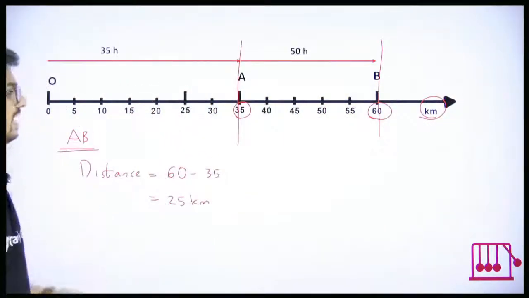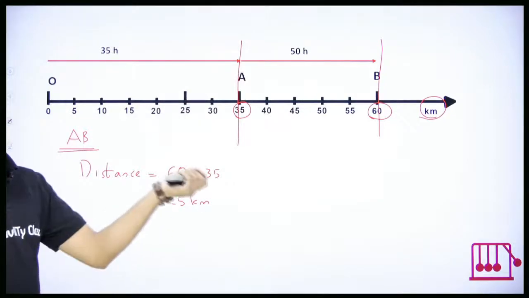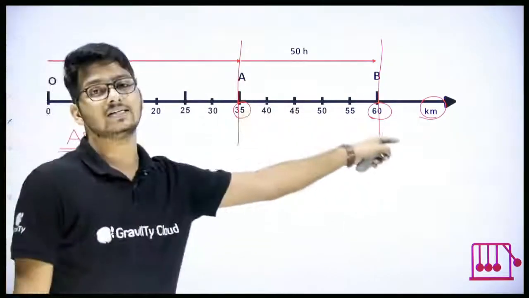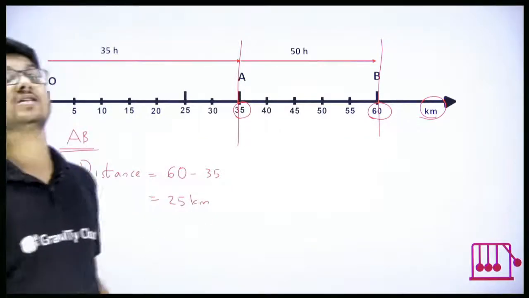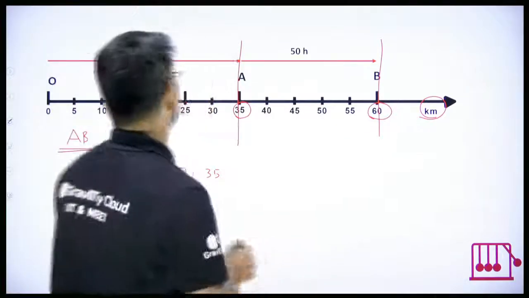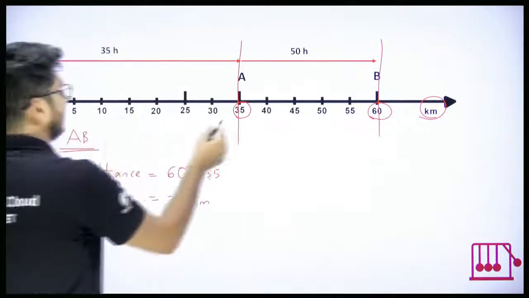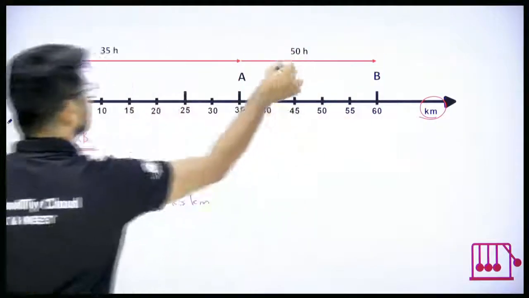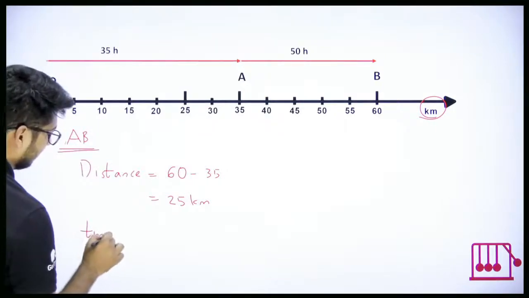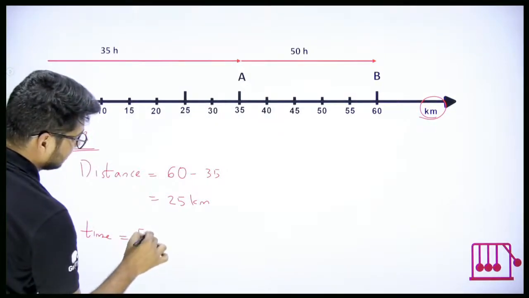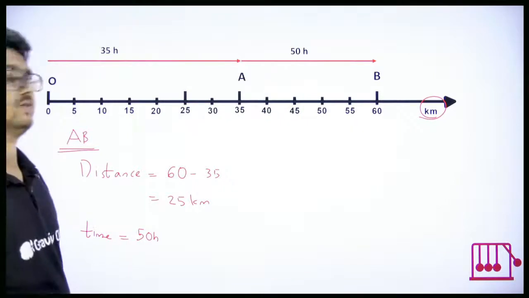So distance we get as how much? 60 minus 35, you subtract them, we get distance as 25 kilometers. Then time is given, how much is time given as? 50 hours. Time for AB is given as 50 hours.